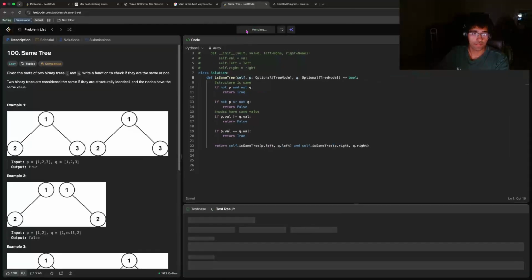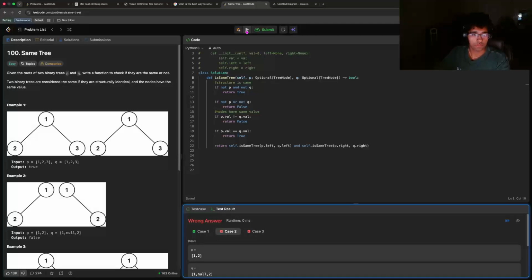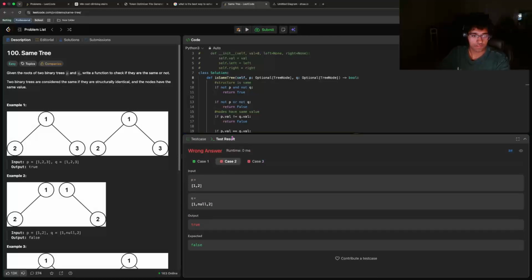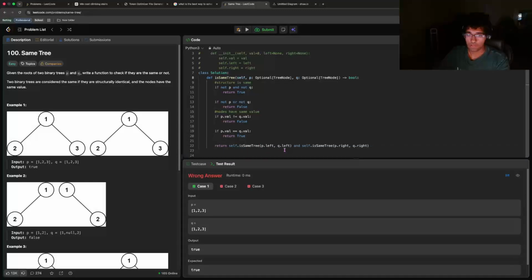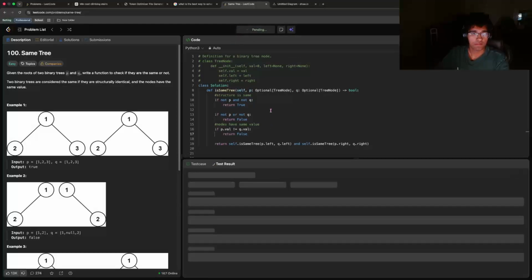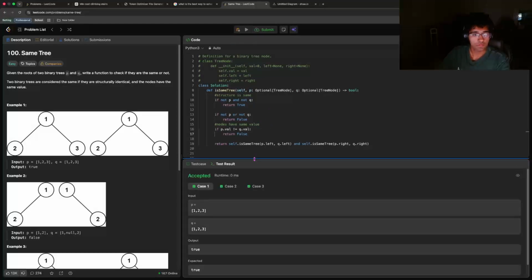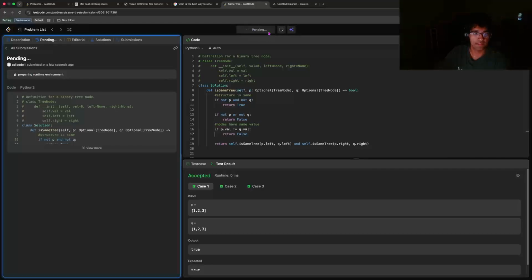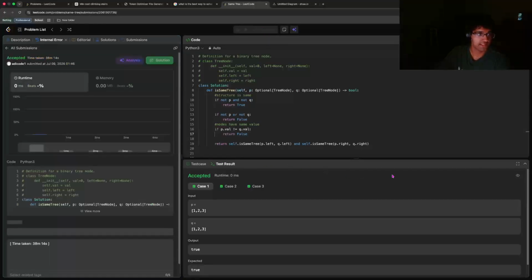Now let's try running this code. Oh, interesting. Case 1. Return self.isSameTree p.left, q.left, and self.isSameTree p.right, q.right. Maybe it's an error with this. Maybe at the end of the day it really is unnecessary. Let's try running it. And yeah, that was the error we had. It was really just unnecessary at the end of the day.